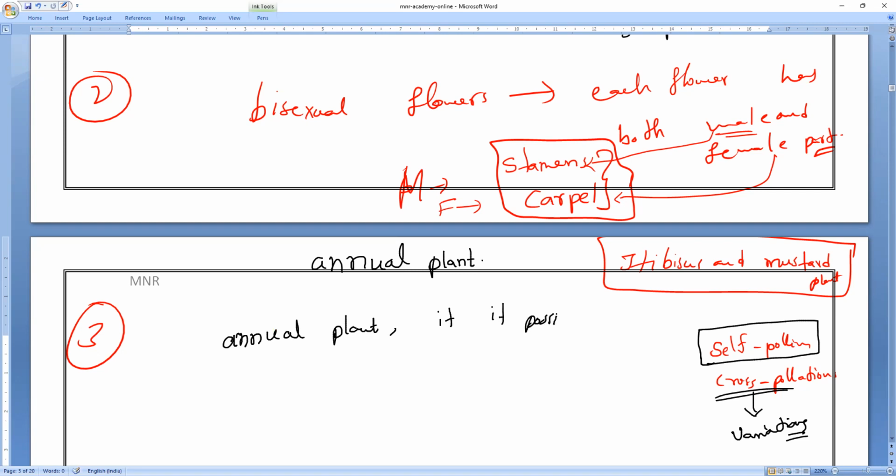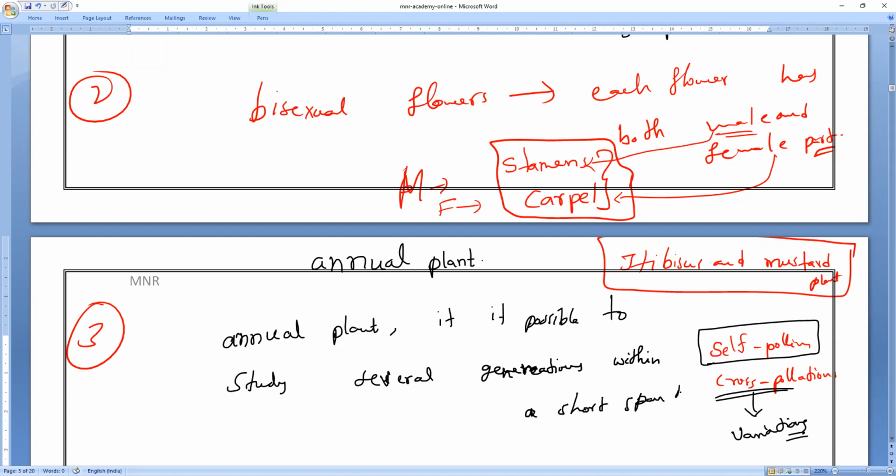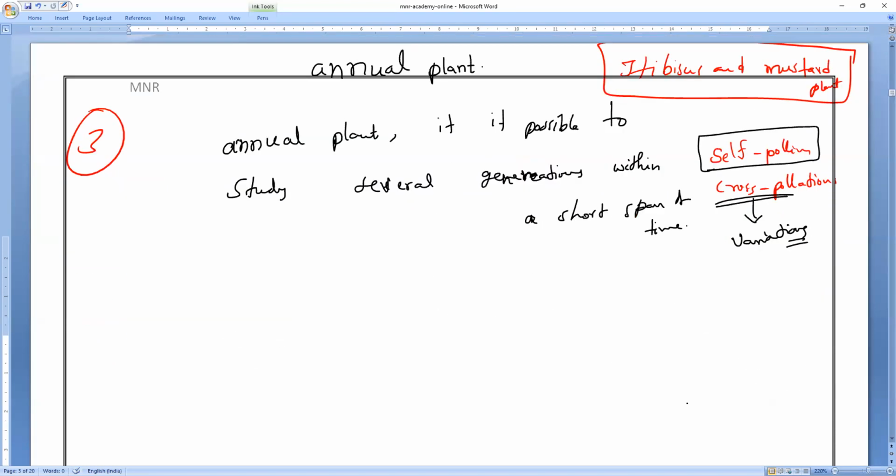So it is possible to study several generations within a long period of time or a short period of time? That is what I am asking. Within a short period of time. That is the reason he chose the pea plant.